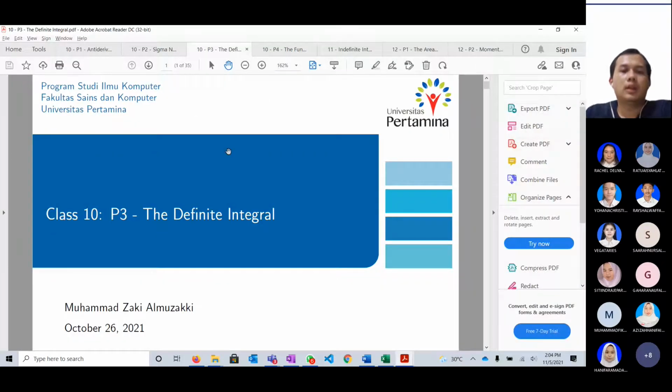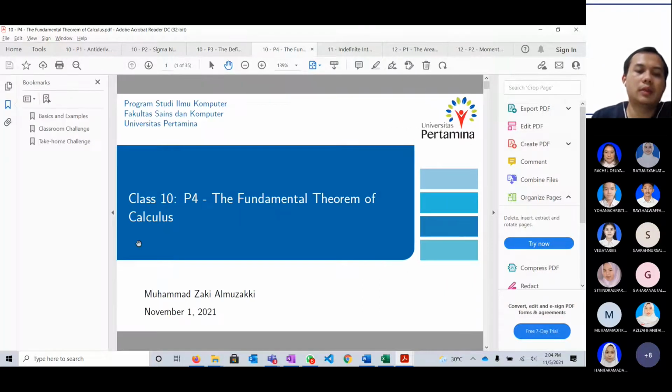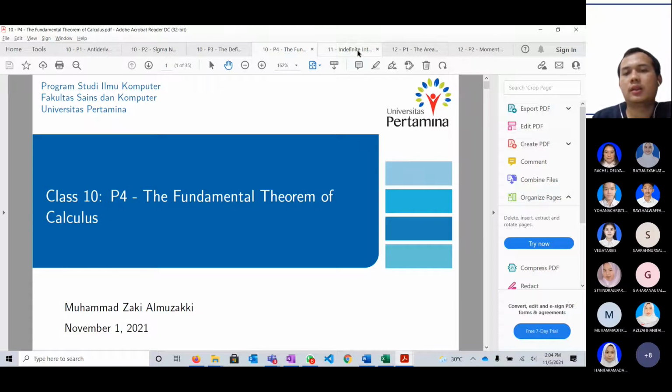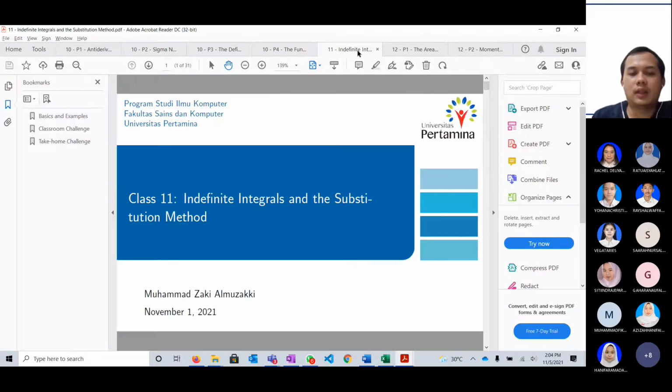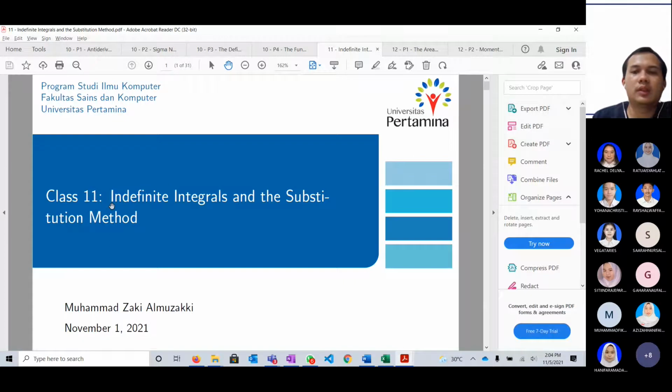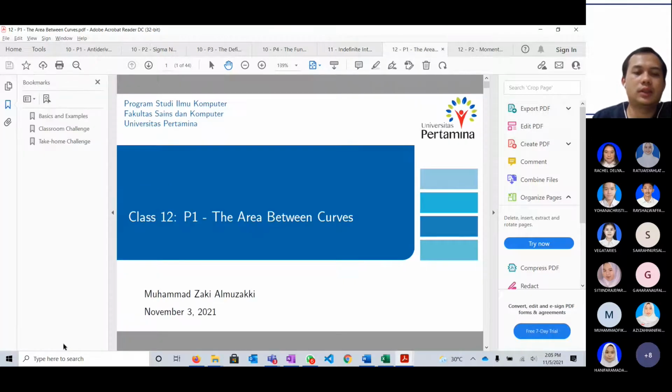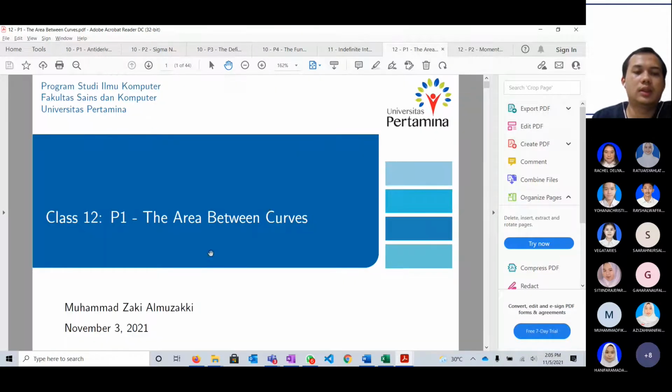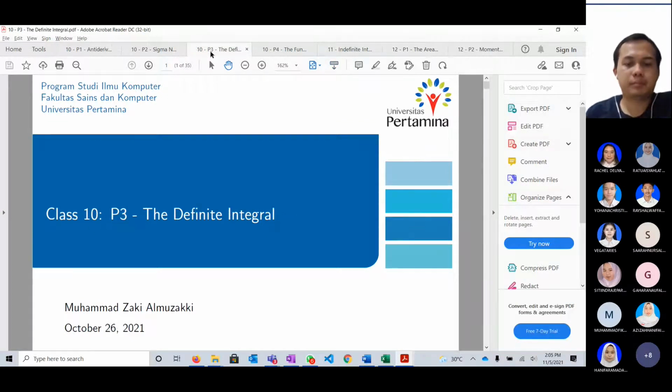In this afternoon session, we will learn about the definite integral, the fundamental theorem of calculus, and the indefinite integral. If possible, let's also try to learn about the area between curves, because all of them are related. So, the definite integral.